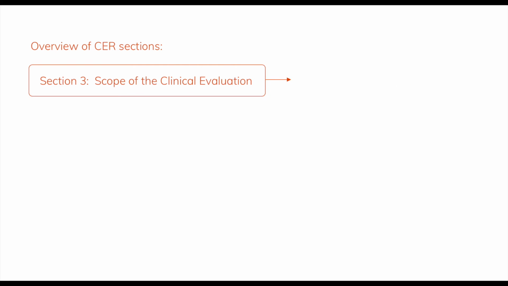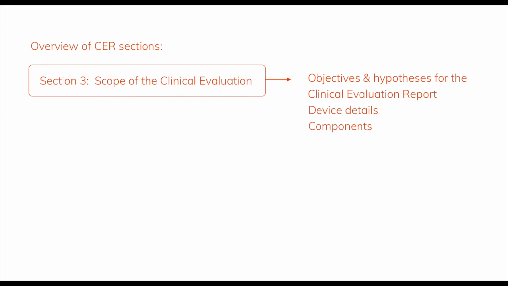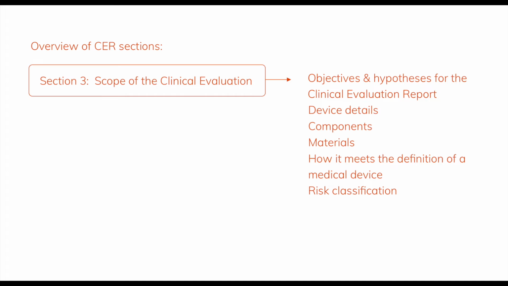Section 3 is entitled Scope of the Clinical Evaluation. In Section 3, you set out objectives and hypotheses for the clinical evaluation report, and you also give details about the device, its components, the materials it's made from, how it meets the definition of a medical device, what risk classification it's in, and various other details about the device.